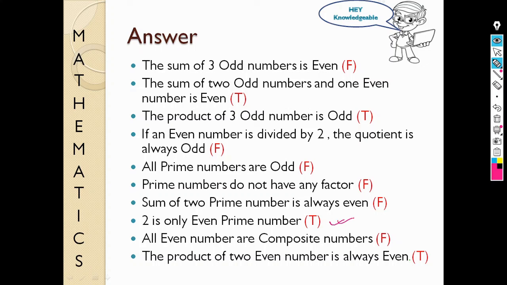So 2 is the only even prime number. This is true. All even numbers are composite numbers. This is false because if you take 2, that is not a composite number because it has only two factors, 1 and 2. And that is a prime number, that is not a composite number. The product of two even numbers is always even. That is true because if you take 2 into 8, it gives you 16. So that is again an even number. So this is true.